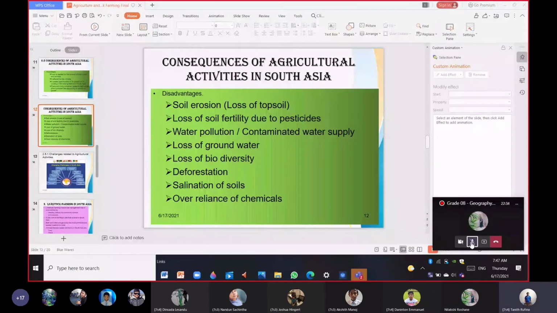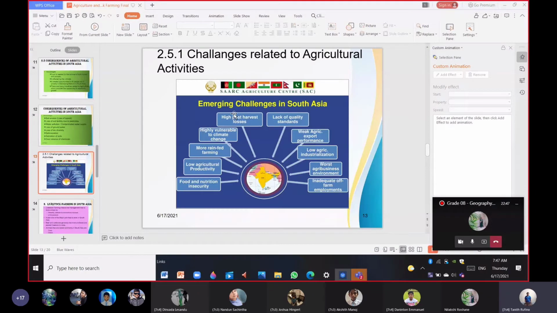Then we also have challenges related to agricultural activities. This data is collected from the SARC Agricultural Center. Everybody knows that SARC is in South Asia. There are many centers under the main organization called SARC, and one of them is the agricultural center. So these are the challenges that emerge in South Asia for agriculture.